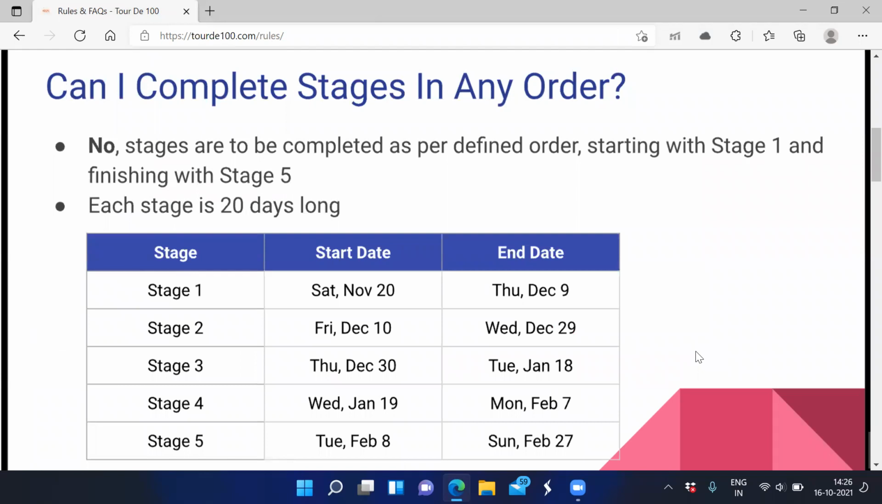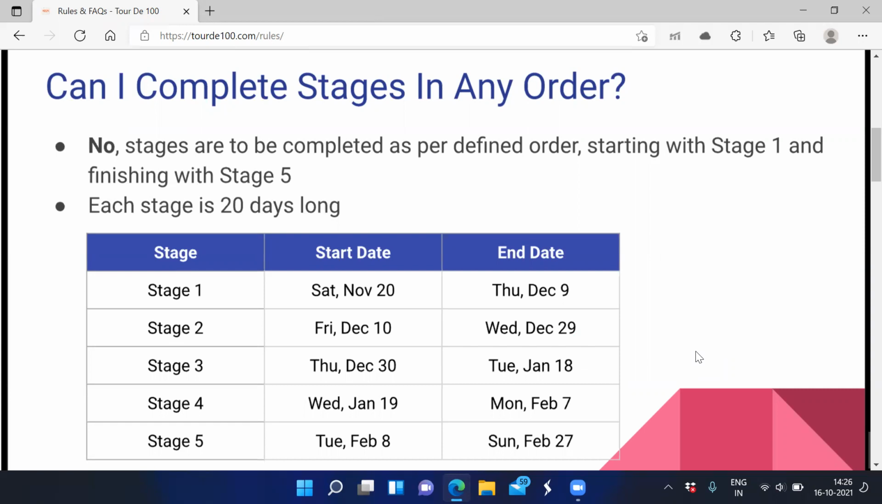Okay. Can I complete stages in any order? No. Every stage has a particular deadline. For the same, they have already mentioned the start date of a particular stage and the end date of a particular stage. You can see it on your screens as well. Stage 1 will begin on Saturday, November 20th. Then it will end on December 9th, which is a Thursday.